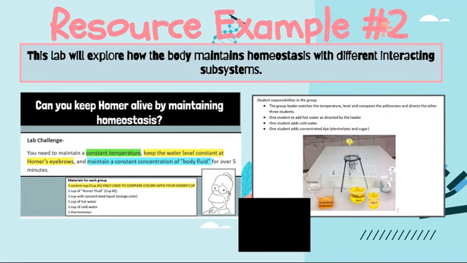Resource example number 2. This lab will explore how the body maintains homeostasis with different interacting subsystems. So the challenge that you will pose with the students is that you need to maintain a constant temperature, keep the water level constant at Homer's eyebrows, and maintain a constant concentration of body fluid for over 5 minutes. So each student will get a responsibility that you can see on the slides here.